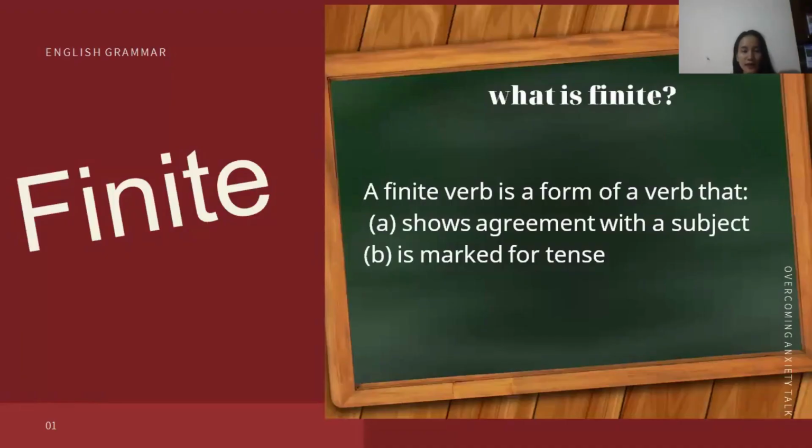Hello everyone, my name is Nguyệt Nhi, and now I'm going to talk to you about the finite. The first thing is that we are going to find the definition of finite.